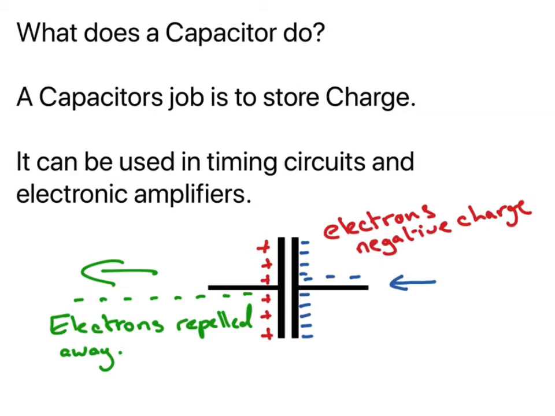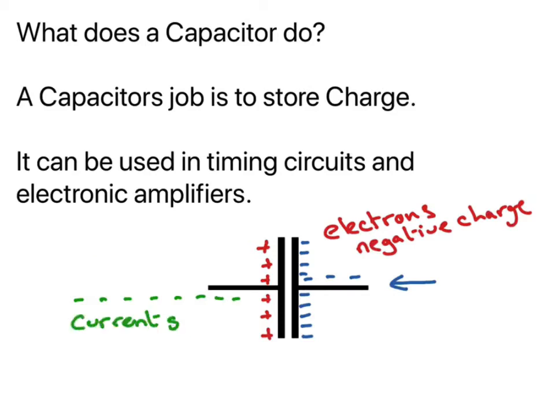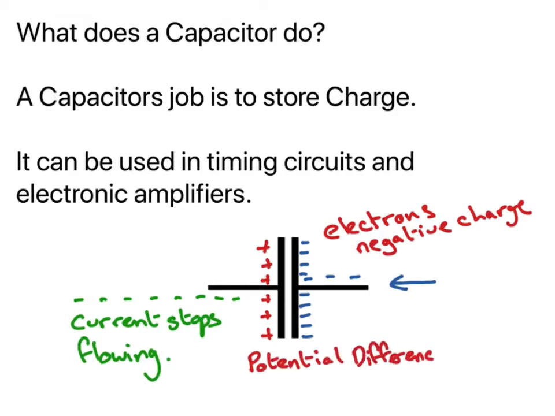Current will continue to flow in a circuit so long as the capacitor is charging, but if the capacitor becomes fully charged, no current can flow because the electrons have been all repelled away. Current stops flowing and the capacitor builds up a potential difference. When it's reached full capacity, the potential difference is equal to the potential difference of the battery. In this way, the capacitor stores energy.